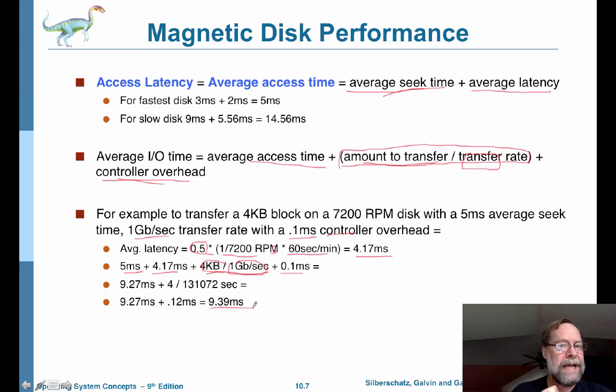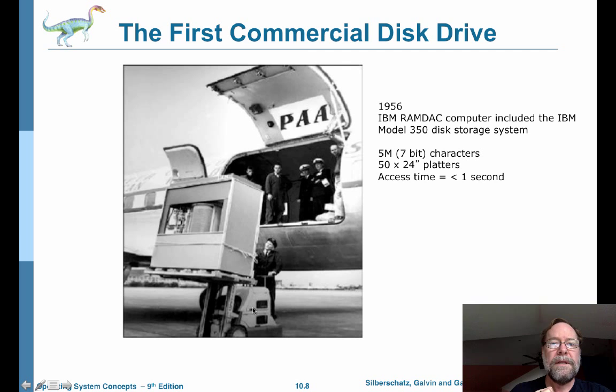This, by the way, is a kind of calculation you should be comfortable with by the time you get to the exam. All right, so the first commercial disk drive, I love this picture from the book, shows this gigantic box. So this was 1956. If you purchased an IBM mainframe back in the day, then you'd get this very large hard drive.